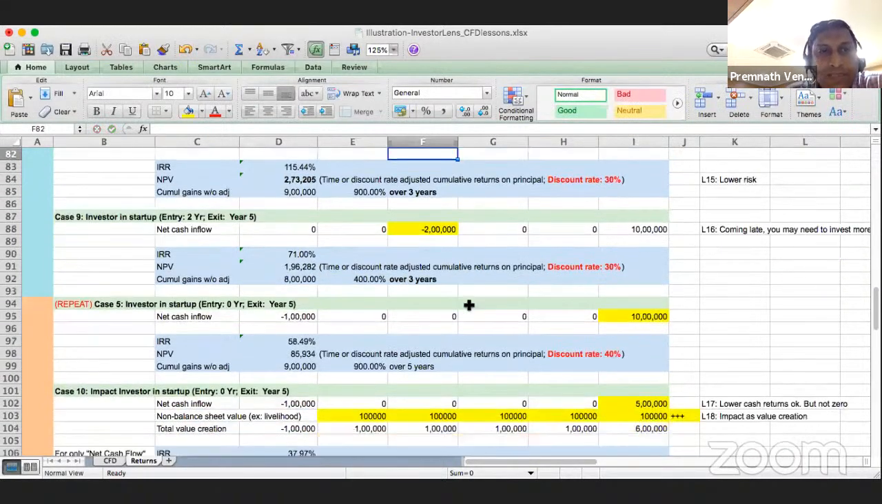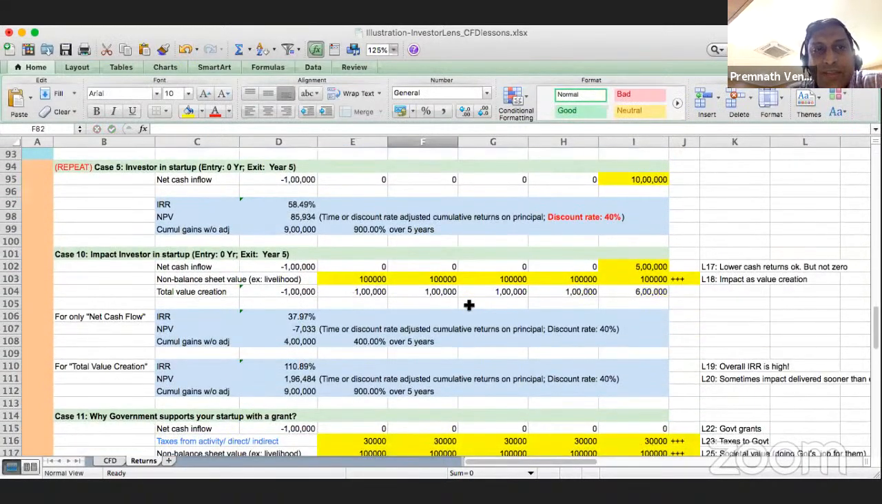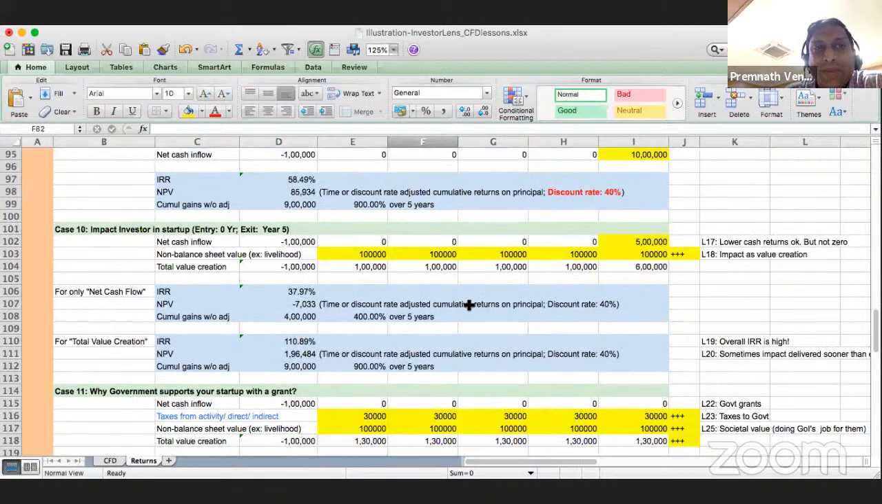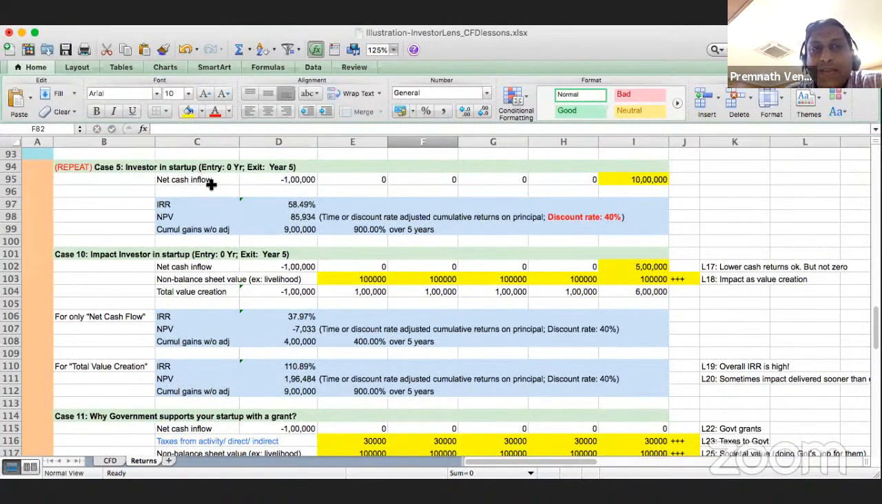Okay. So now let's look at a couple more cases. Okay, here is a case. I'm just repeating case 5, by the way, first, where the startup has an exit at year 5 at 10 lakhs. Okay, now let's look at an impact investor. And how is the impact investor thinking, right? So an impact investor is again putting in money, 1 lakh, similar, is okay with 5 lakhs coming at year 5. Okay. But they want to know how much livelihood you are creating out of your business.